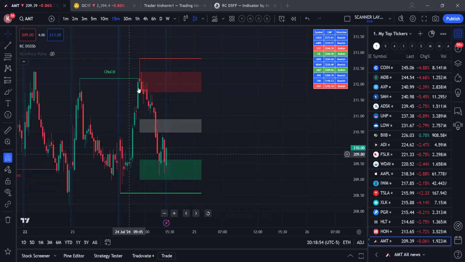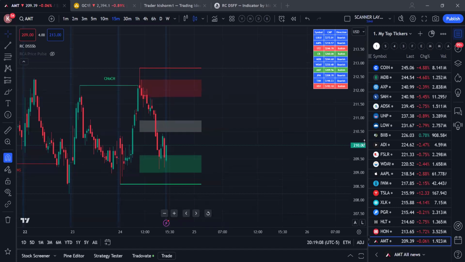It went all the way to the top. There is a pullback because of some profit booking or something. Now it is in a discount area. It is in a good deal, right? We all like deals, right? So the scanner gave us that information, right?